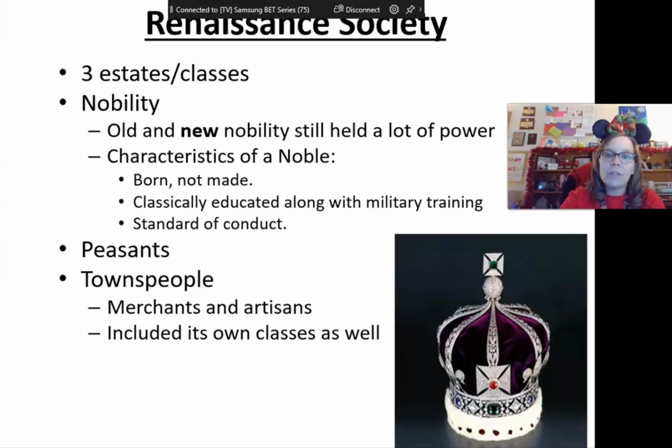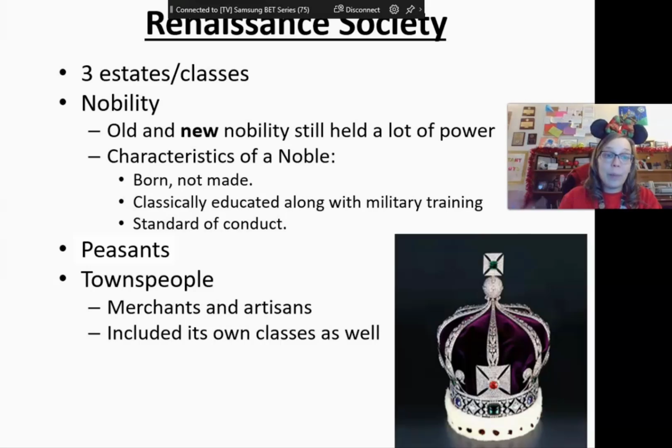And nobles were still born, not made. So they were still people who were born into the upper class, and not necessarily people that worked their way up. They were also typically trained in classical education, meaning they studied all of the works and all of the language and intellectual pursuits of the ancient Greeks and Romans, including military training. And they were held to a very high standard of conduct.